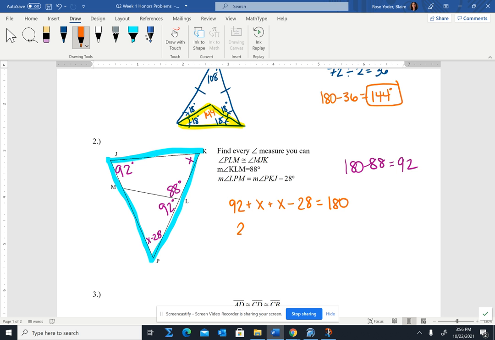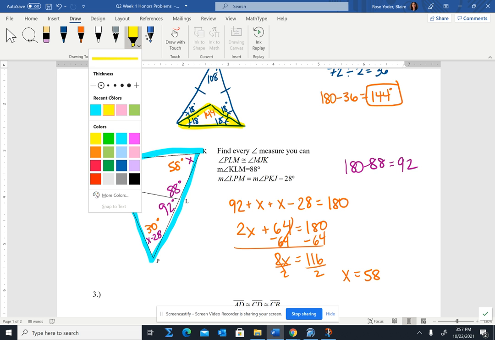So X and X makes 2X. 92 minus 28 is 64. And then I'm just going to solve this quick equation. 2X equals 116, and 116 divided by 2 is 58. So that means this angle is 58. This one is 28 less than 58, which is 30.